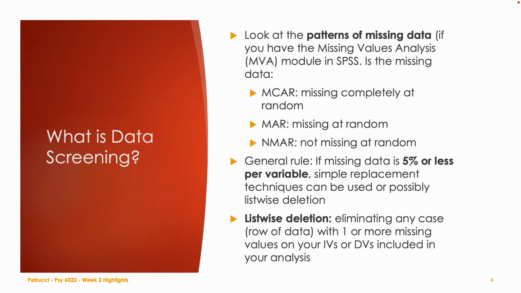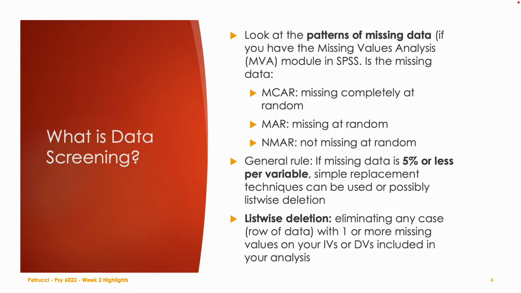In terms of data screening, first we're looking at the pattern of missing data. If you have the missing values analysis module in SPSS, there are a lot of really nice ways to do that. One thing we want to know about missing data is, is it missing completely at random, which is MCAR? Or is it just missing at random? Is it not missing at random? In our cheat sheets and in chapter 3A and 3B, those terms are discussed a little bit further.